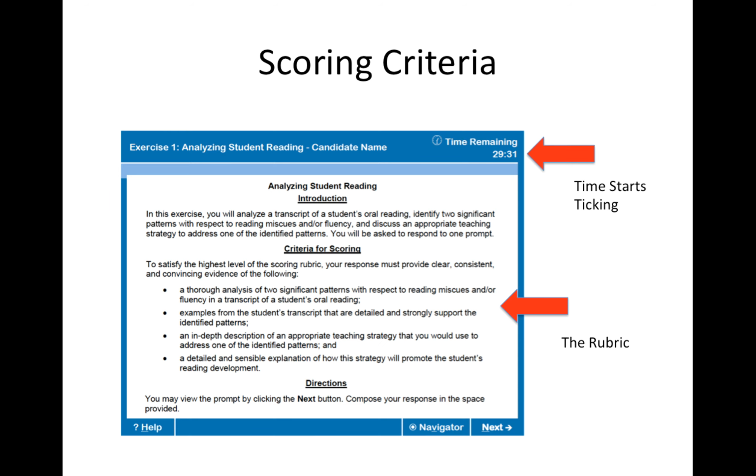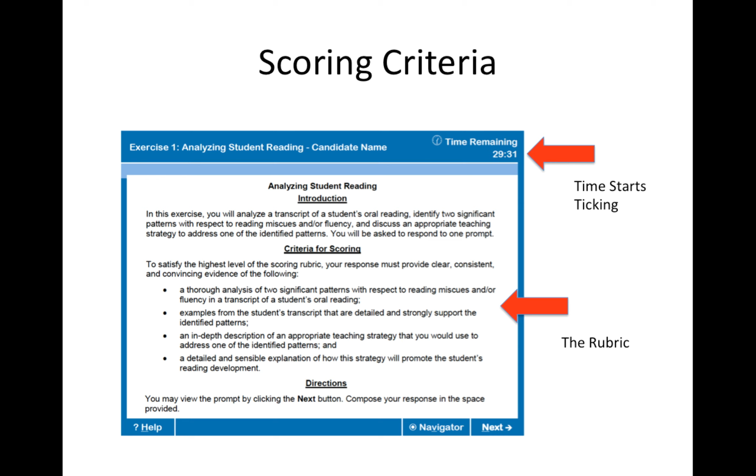So here's an example, and this is analyzing student reading. And you can see here that they've already clicked. See the red arrow, the timing starts. Now this criteria for the study scoring, that is your rubric. You should not be sitting there having to read through that. We will ask you to memorize the rubrics, and that's not nearly as challenging as what you think.